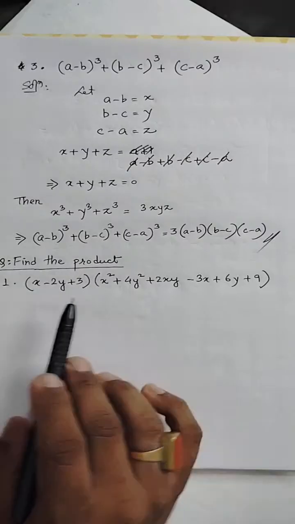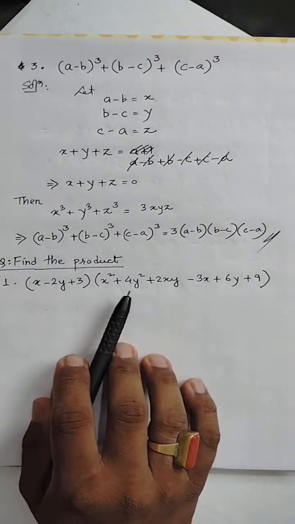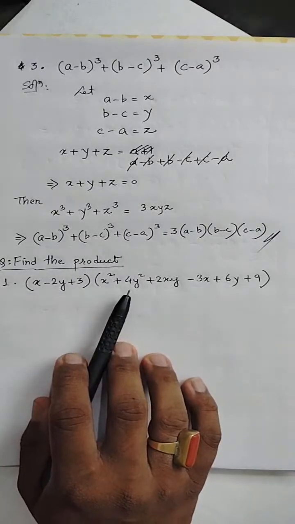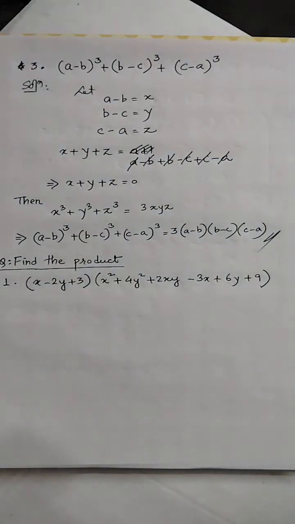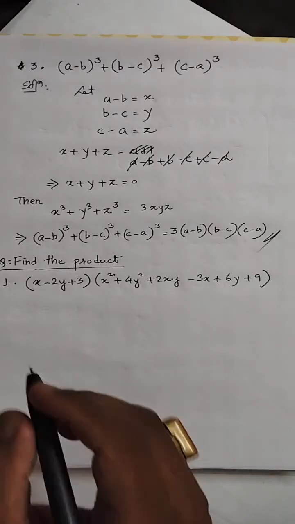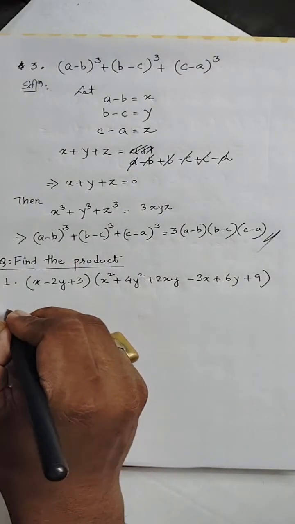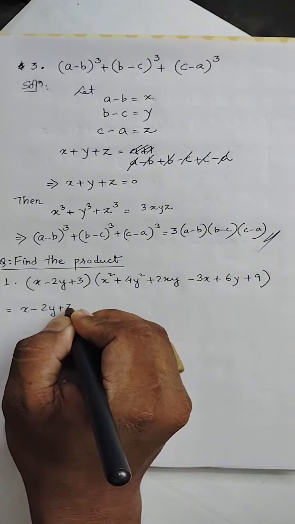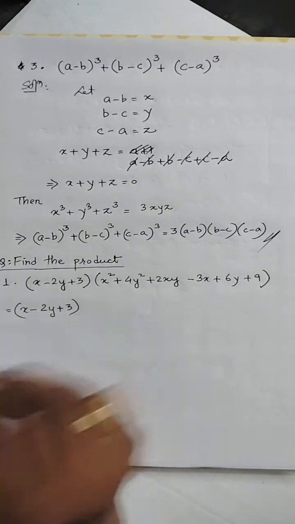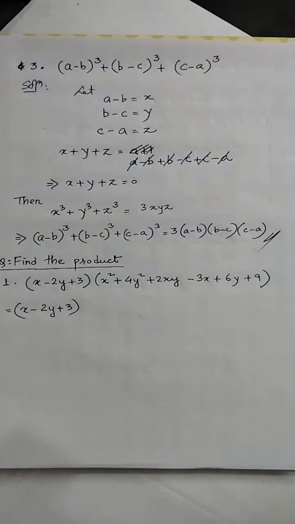Okay, so find the product. So this, as we can see, has already been given in the expanded form. Okay, we have to write it in the consolidated form, in the form of x cube plus y cube plus z cube minus 3xyz. So let's rewrite this. As we can see, the y part is in negative, so we have to just keep that in mind.